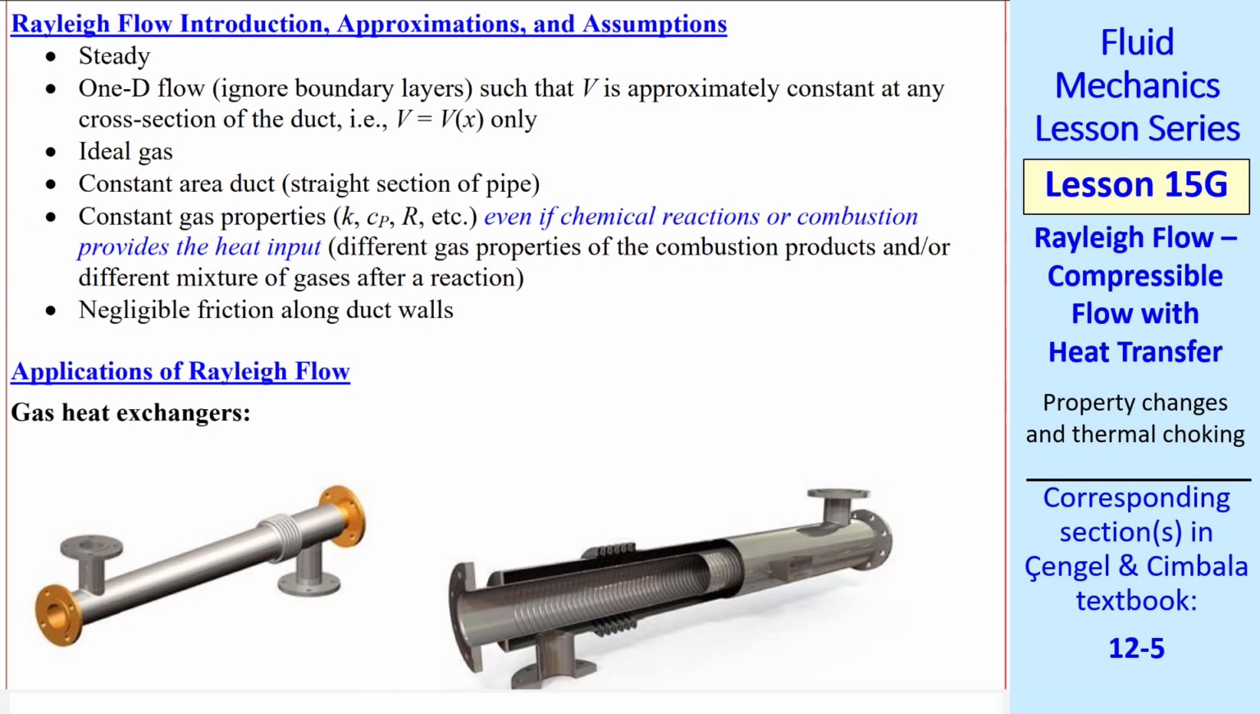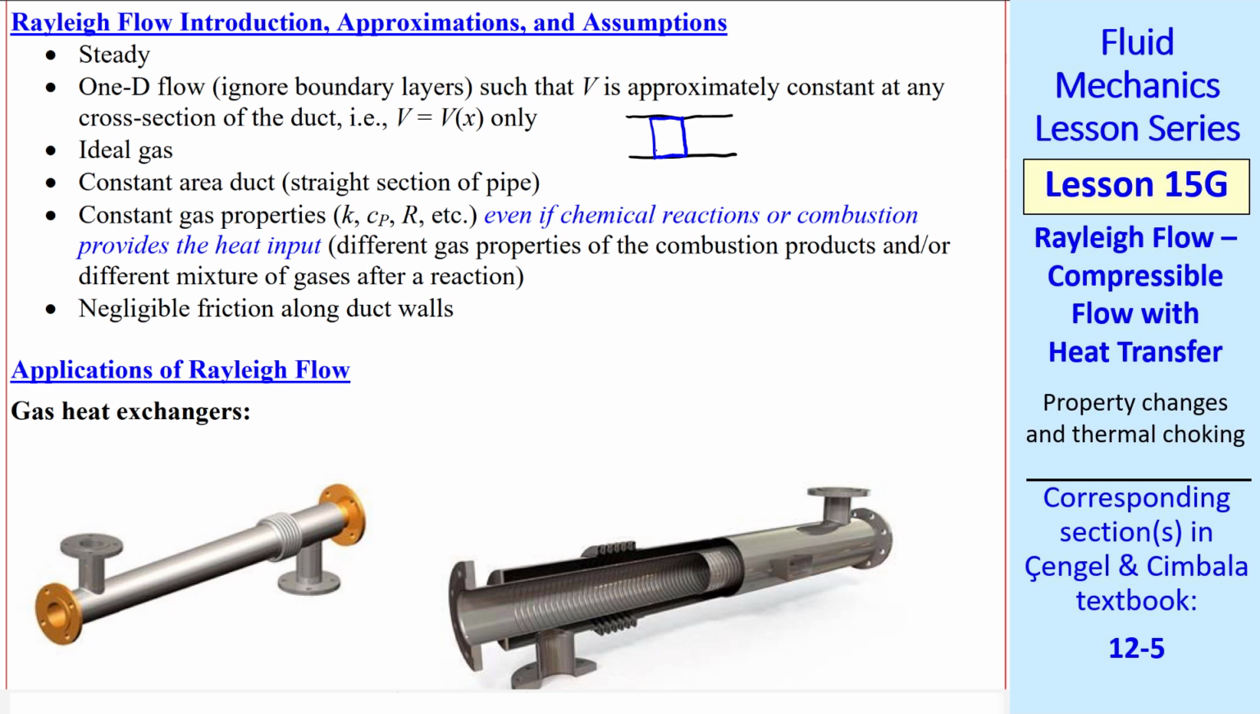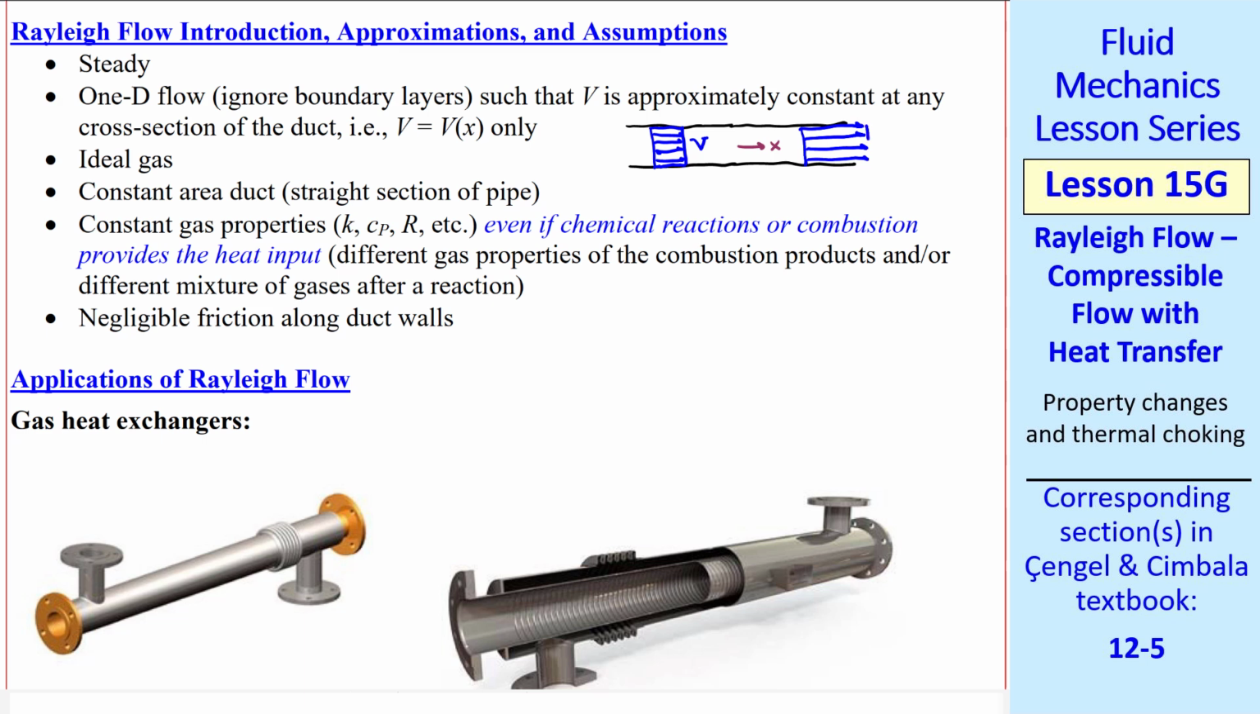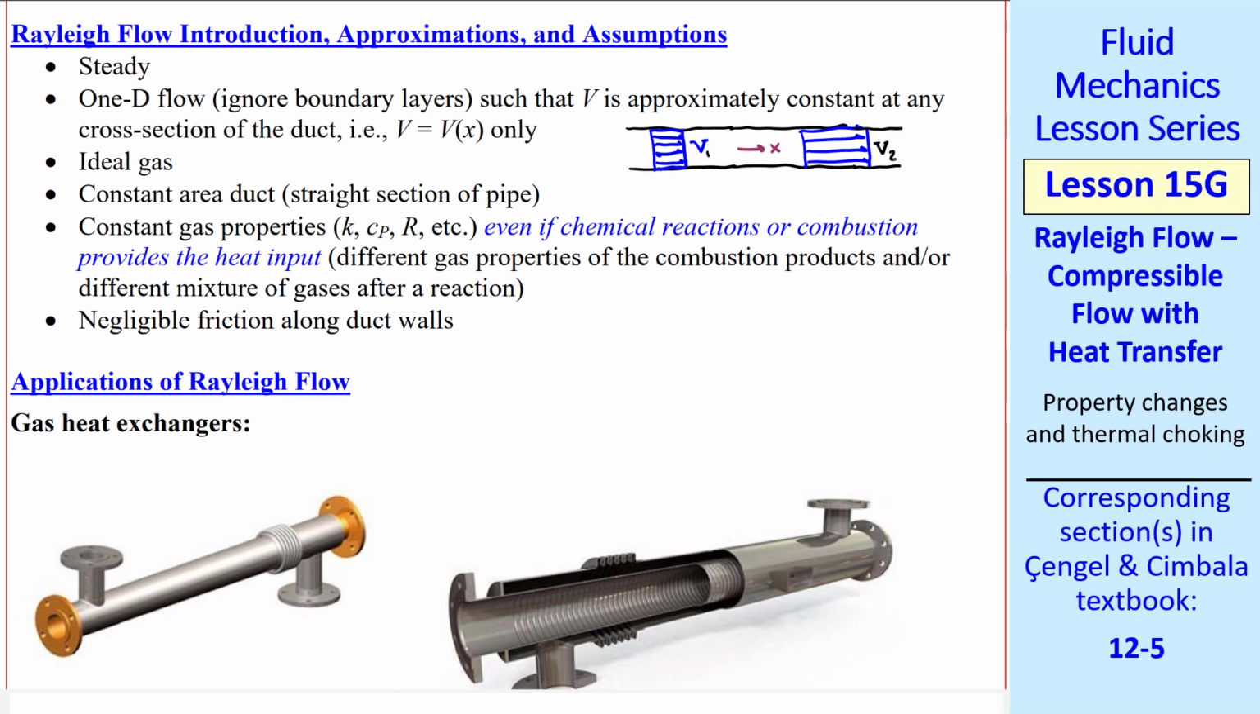First, some approximations and assumptions. We assume the flow is steady, 1D. In other words, we ignore boundary layers and approximate the flow as uniform. V, however, is a function of x. It changes, increases or decreases, as you travel downstream. For example, V1 is shown here as smaller than V2. We always deal with ideal gases and constant area ducts. We don't allow for expansions or contractions in Rayleigh flow.